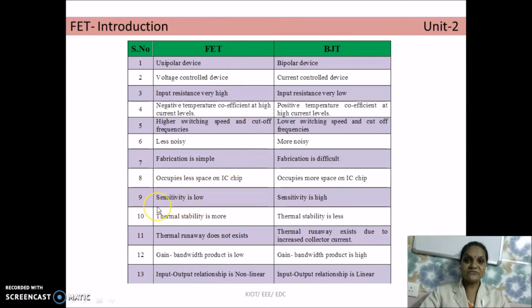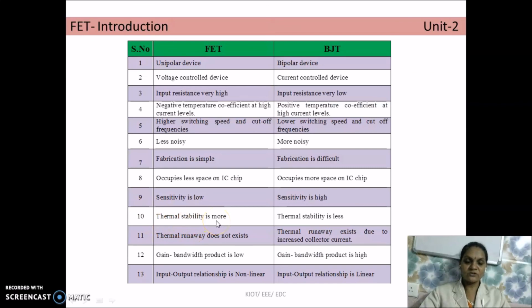Sensitivity is low. Sensitivity in the sense how much input voltage is required to produce a measurable change in output. That is called sensitivity. If I give a small input voltage, I can observe the change in output. If I know that the collector current has changed, then only I can measure it. How much input voltage is needed to provide that change is the sensitivity.